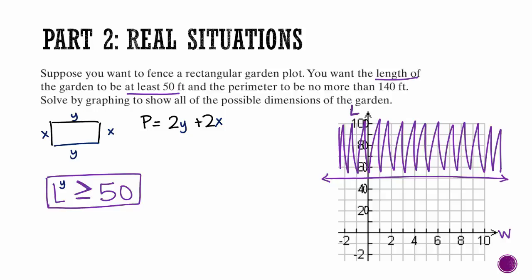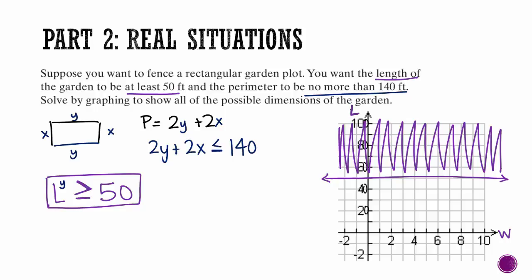So I want the perimeter to be no more than 140 feet. So my perimeter, I want to be 140 and no more than that. So for some people, changing it around like this will make it a little easier. No more than 140, again, means I'm okay with exactly 140, but it's got to be less than or equal to that.